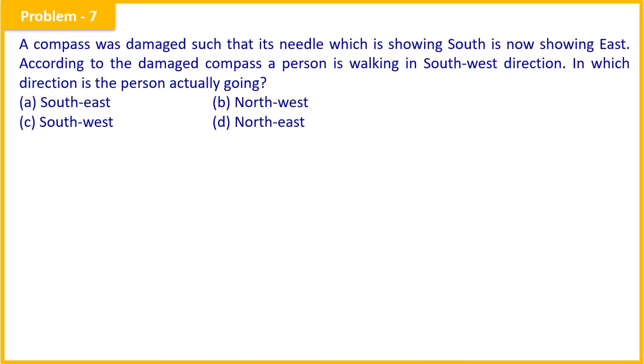Problem number 7. A compass was damaged such that its needle, which is showing south, is now showing east. According to the damaged compass, a person is walking in southwest direction. In which direction is the person actually going?